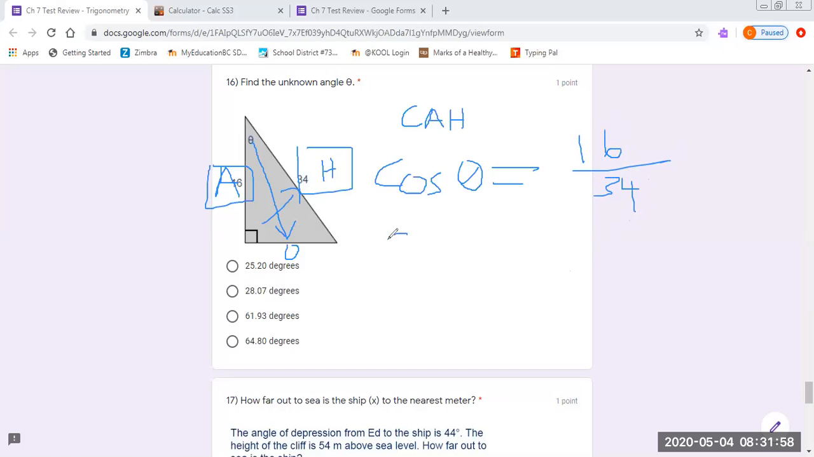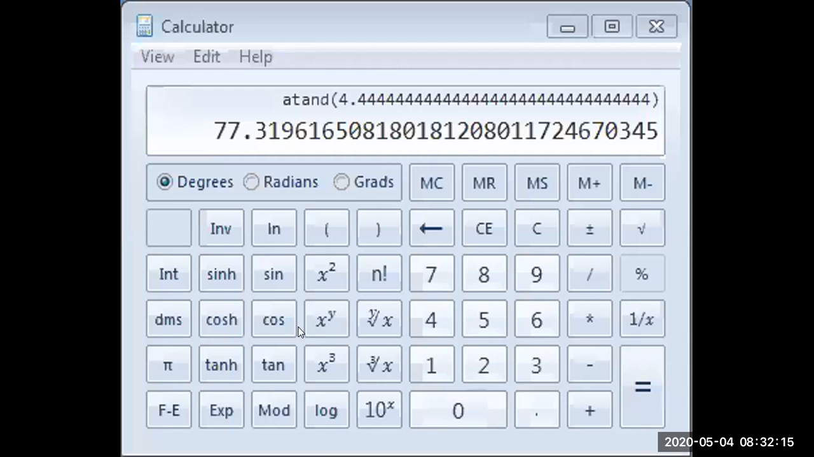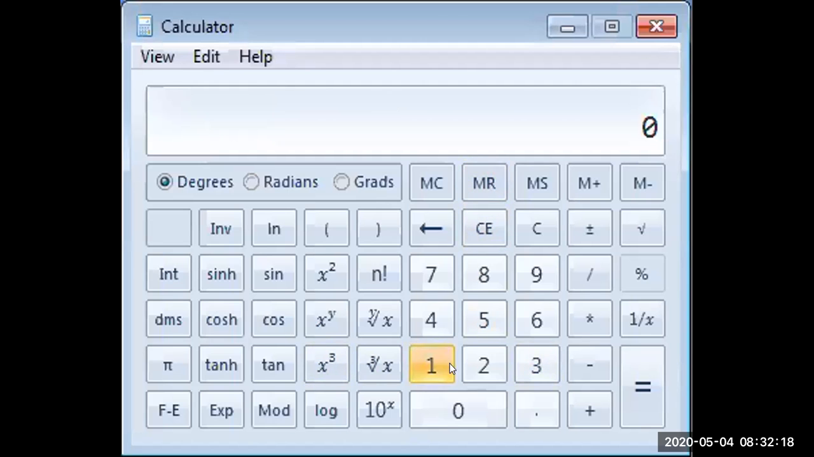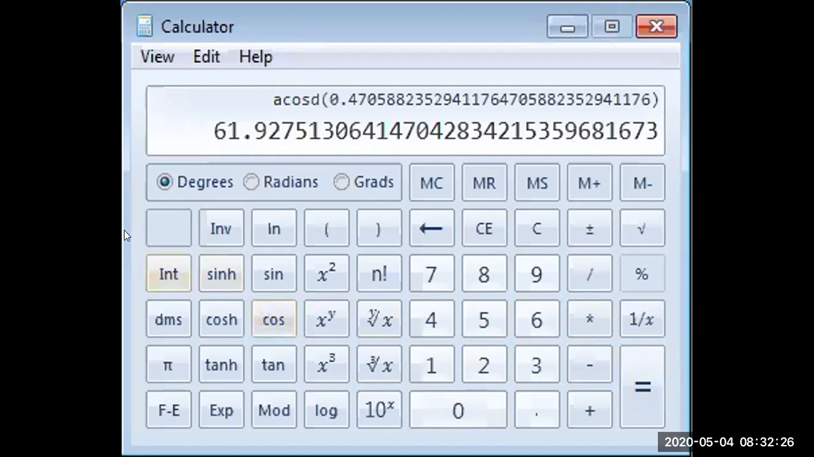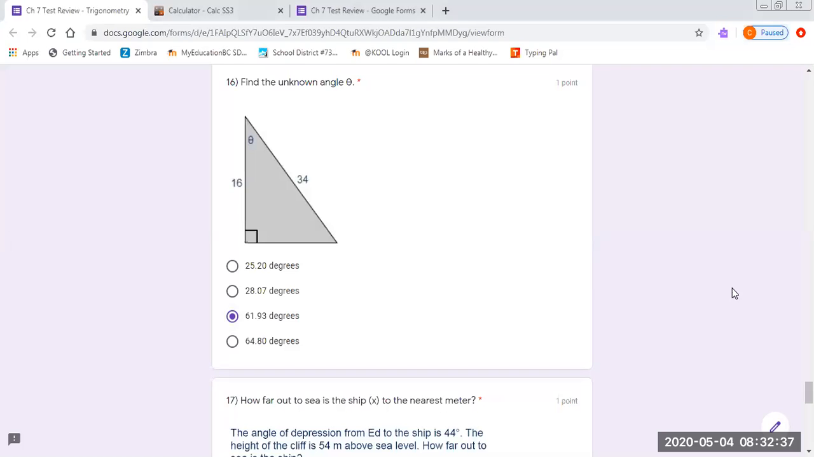And so we would have to figure out theta, take 16 over 34, 16 divided by 34, and then take the inverse cosine. So once again, in our calculator, how do we plug that in? Well, we are going to take 16, which is the adjacent, divided by the hypotenuse, which is 34, and then take the inverse function of the cosine, and we are going to arrive at a value of 61.93 when we round up, so 61.93 degrees. And that is why when we come back here, we're going to choose this value here.